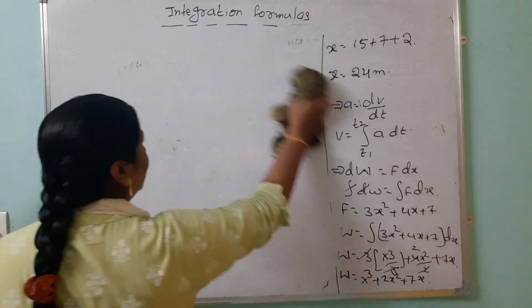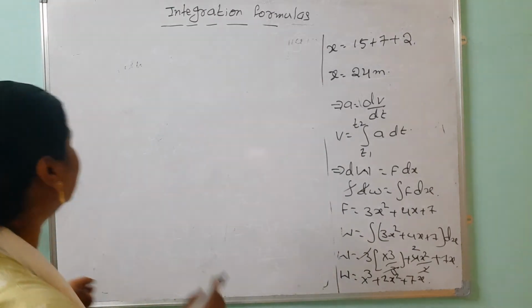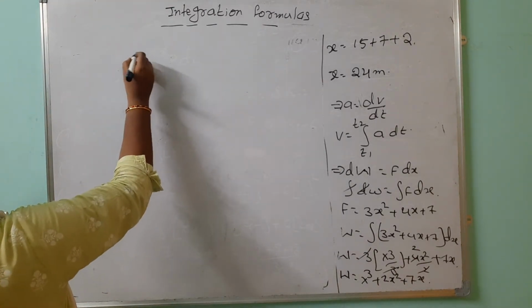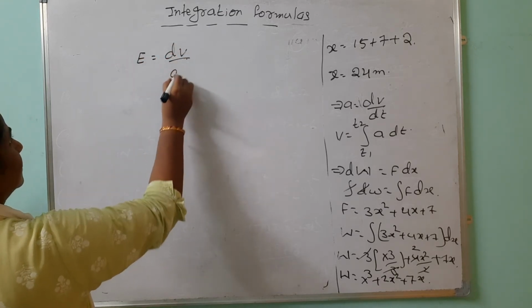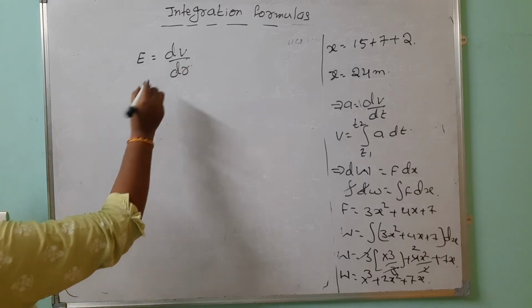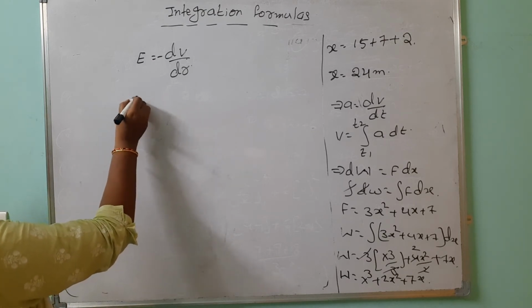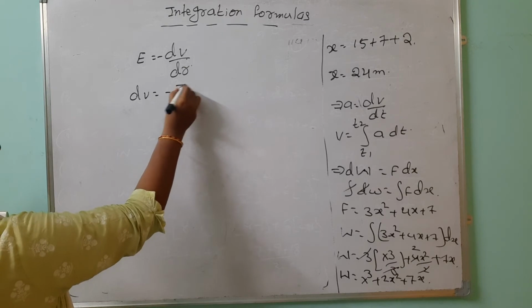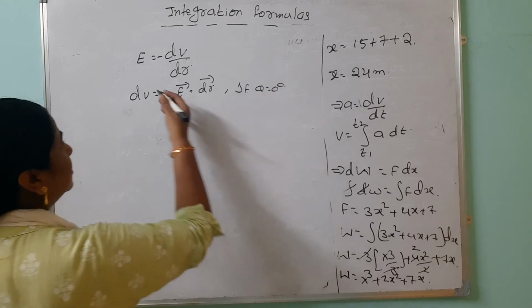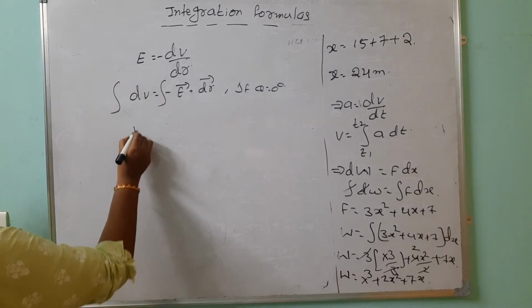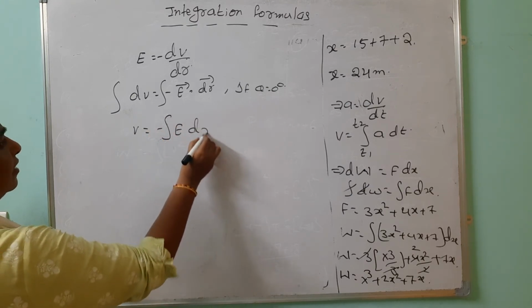In the case of electric potential and capacitance, I am giving one more example. You know the relation between intensity and electric potential is E equals minus dV by dr. Then while doing the cross multiplication we get dV equals minus E vector dot dr vector also. If theta is 0 degrees, cos 0 equals 1, and we take integration on both sides. What do we get here? V belongs to potential, so minus integration of E dr.